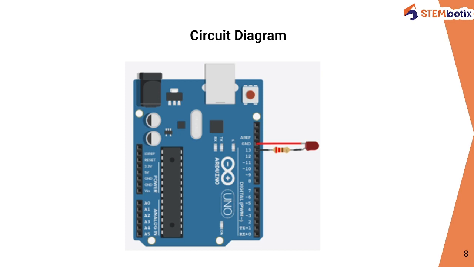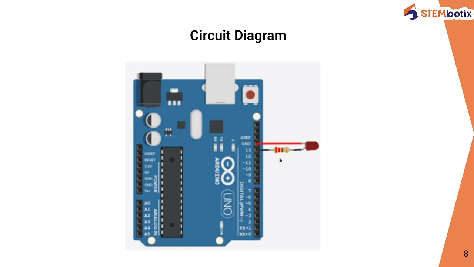So this is the circuit diagram. Here is the Arduino Uno, which is our microcontroller. Here are digital pins and these are analog pins. Here is your LED, which we are going to turn on and off, meaning the blinking process. And with the LED we have connected one resistor.